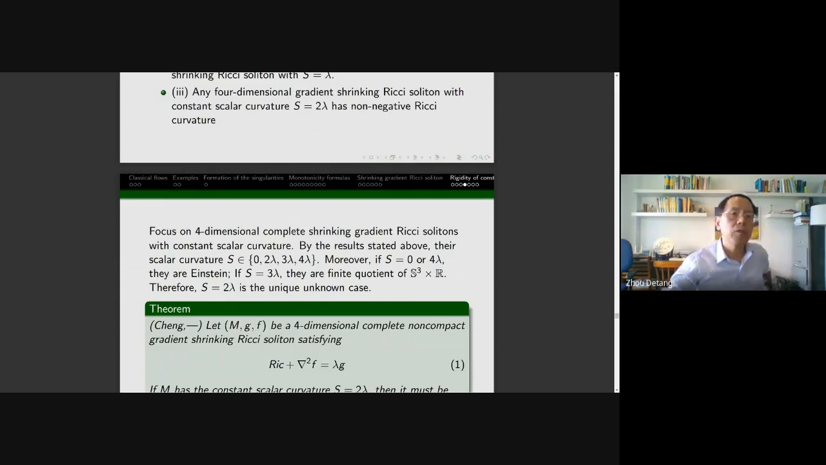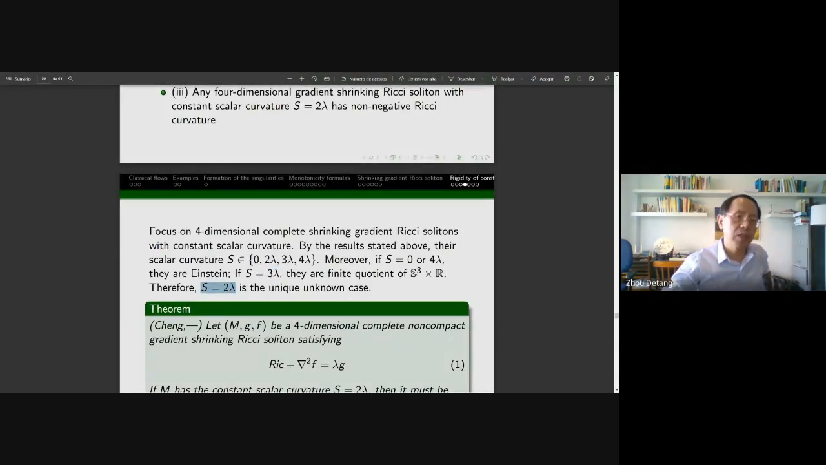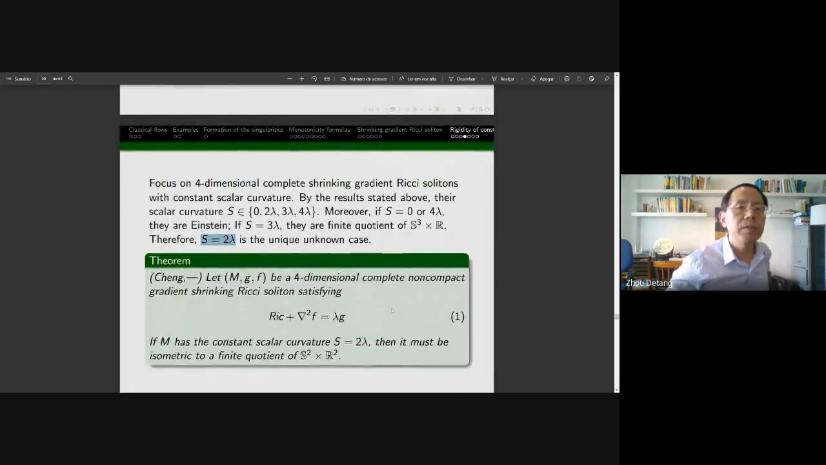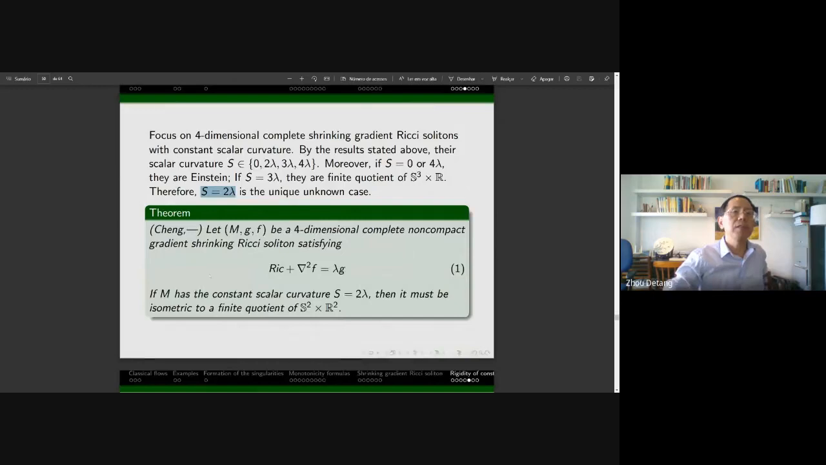So that means in the four-dimensional case, you have 0, 2 lambda, 3 lambda, 4 lambda. This one has been proved, and for this one, they proved that it must be this case. So this one is the only unknown case. Fortunately, we can prove that we can classify this one.